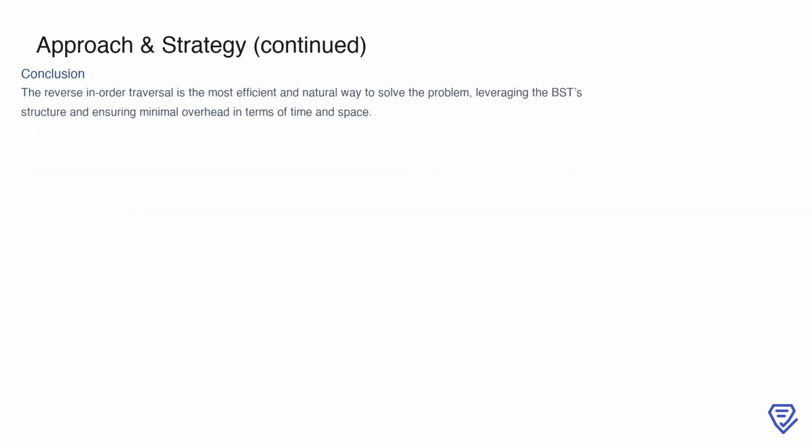In conclusion, the reverse in-order traversal is the most efficient and natural solution to transform a binary search tree into a greater sum tree. By leveraging the inherent properties of the BST, we can minimize both time and space overhead, ensuring that the algorithm is optimal for practical use. This method stands out for its simplicity and effectiveness, directly modifying the tree in place and visiting each node exactly once. It avoids the inefficiencies of the brute force approach, making it the clear choice for tackling this problem.